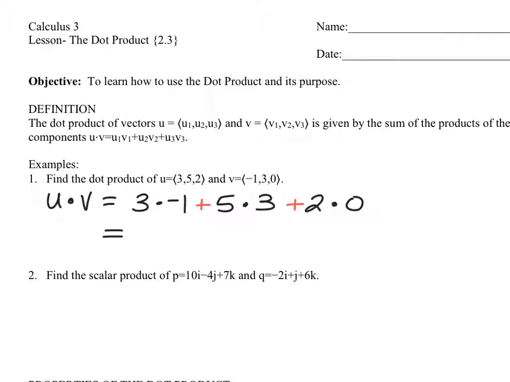The cross product is going to give you the vector that is perpendicular to the first two vectors, so it will be in IJK. For the dot product, we get a result of 12 here.